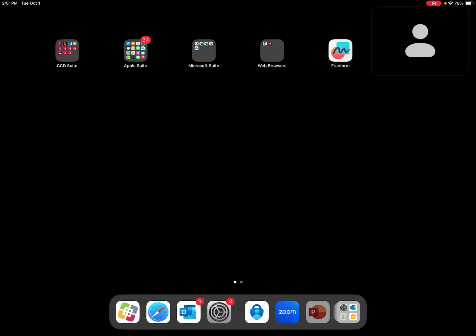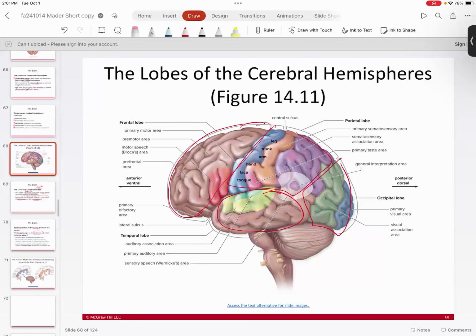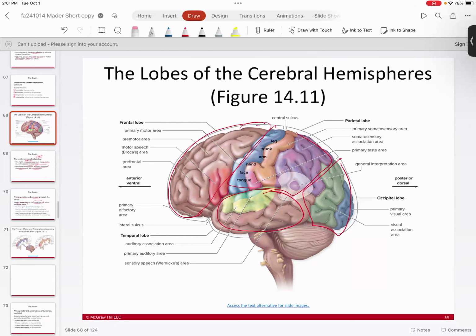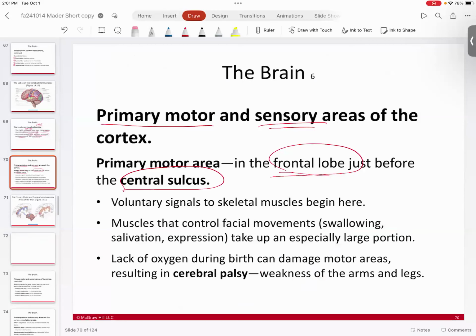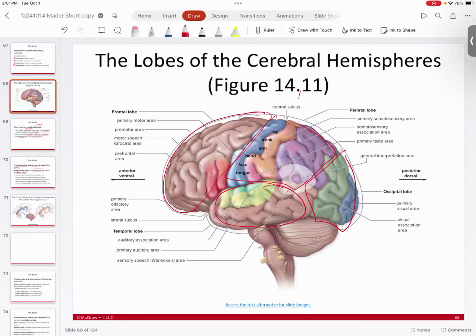So basically, we were talking about the cerebral hemispheres. Your primary motor and your primary sensory areas are located around the central sulcus. The central sulcus is basically this area right in here. Your primary motor area is this little gyrus right there, the blue one. Your primary sensory is going to be the orange one, flanking that central sulcus.